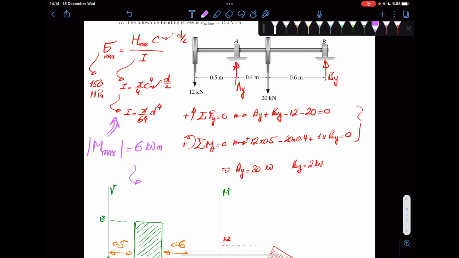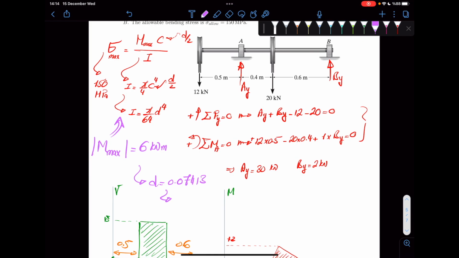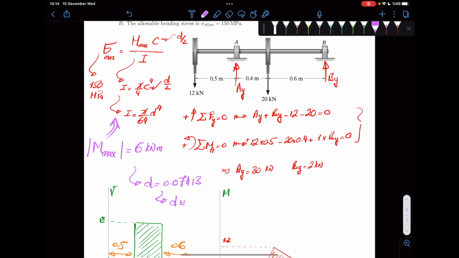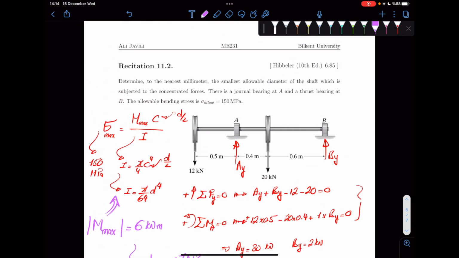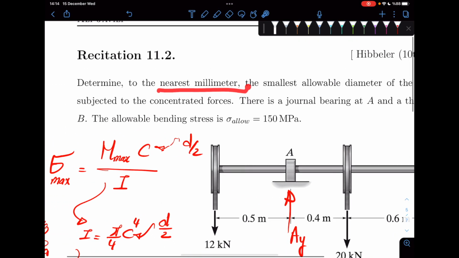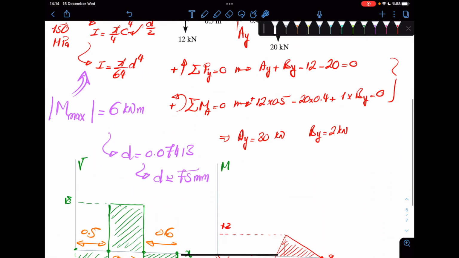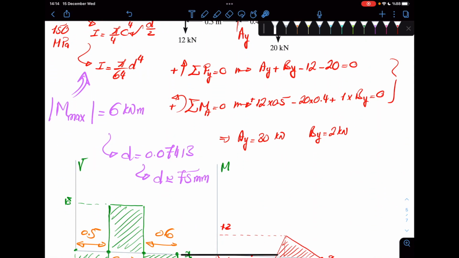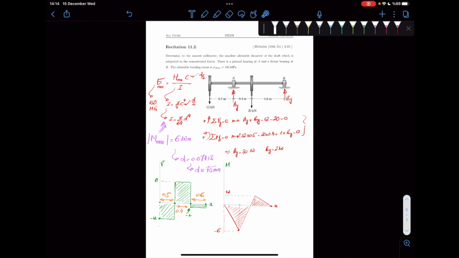And from that, you can calculate D to be 0.07413, which, again, we would basically overestimate it to have a safer design. That's 75 millimeters. So the question asks you for the diameter to the nearest millimeter, right? So we need to truncate it, but we truncate it in a fashion that it is safe. So we overestimate, we do not underestimate.